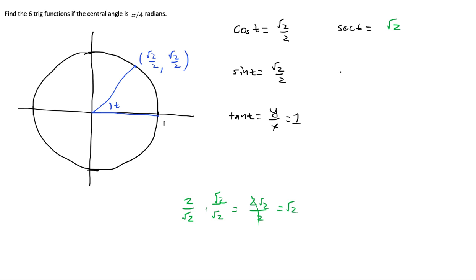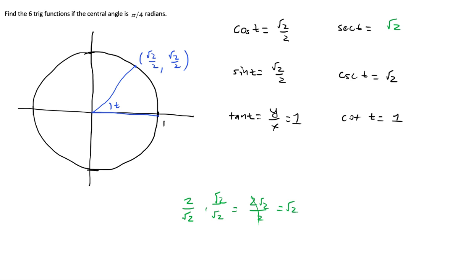Similarly, cosecant would also equal rad 2. Cotangent, of course, the reciprocal of 1 is just 1. Now, we do want to point out one thing here. In this case, t represents the value of this angle. But we actually know what this angle is. We know that it's pi over 4 radians or 45 degrees.